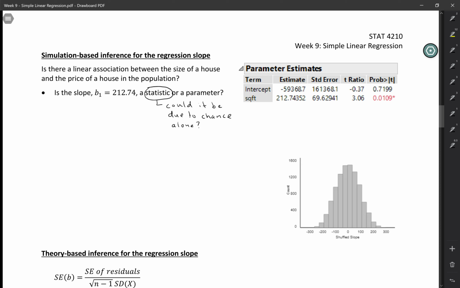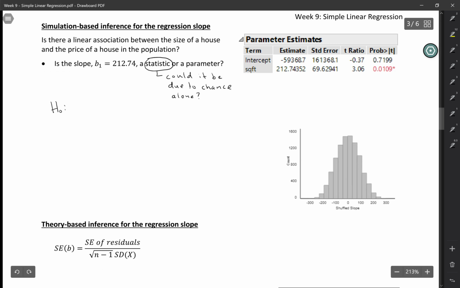So let's start by stating our hypotheses. We're not going to use b here because b is for the sample slope. We need a different symbol to represent the population slope, so we're going to use beta for that. In general, we'll mostly use Greek letters when we're talking about parameters and regular letters when we're talking about statistics. So beta here is the population slope.